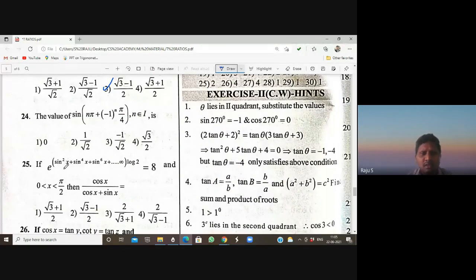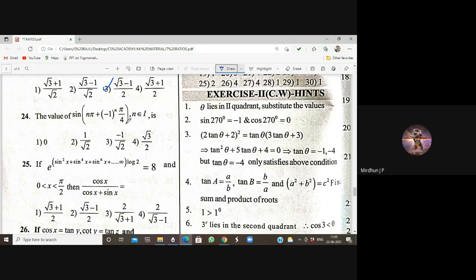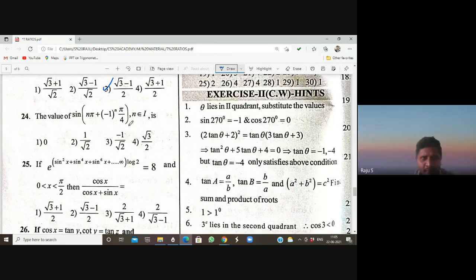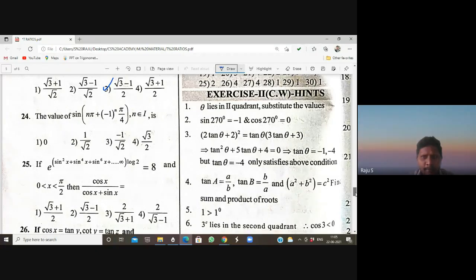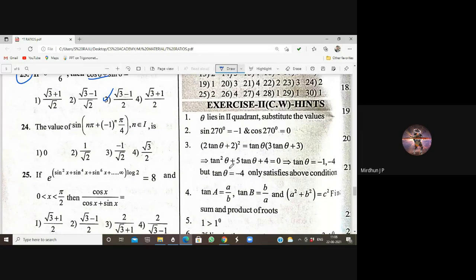You see the 24th question: the value of sin of n pi plus minus 1 whole power n times pi by 4, where n belongs to I. First quadrant. As it belongs to the first quadrant, all the trigonometric ratios will be positive, sir. It is given pi by 4, sir, which is 45 degrees. Sin 45 is 1 by root 2, sir. So second option.